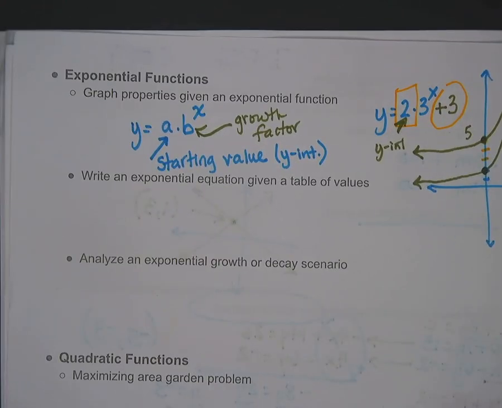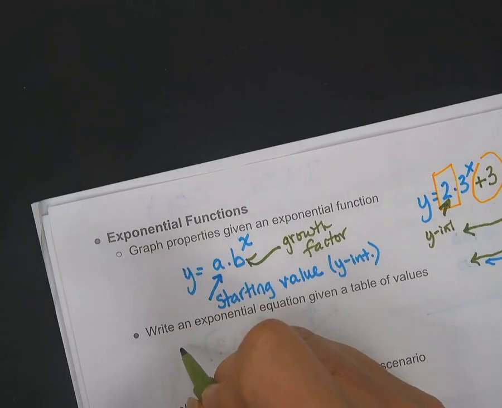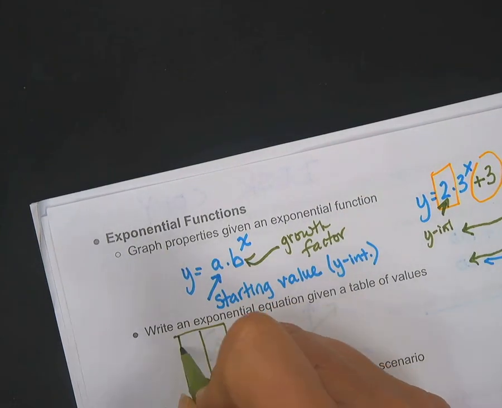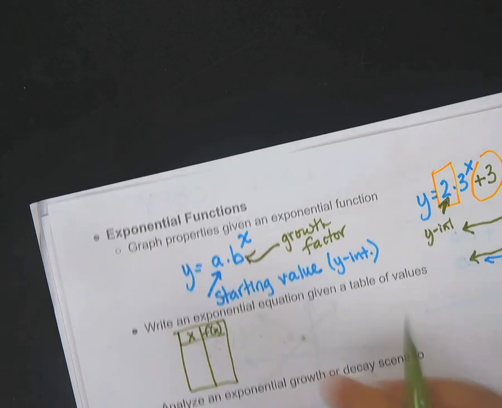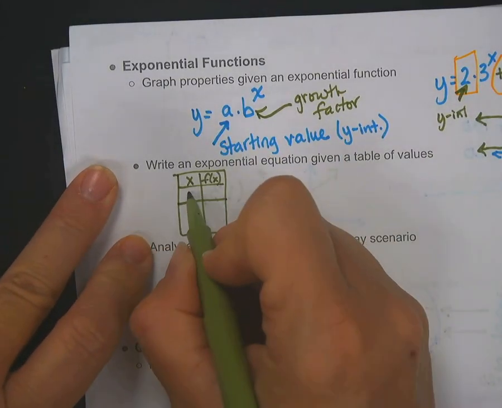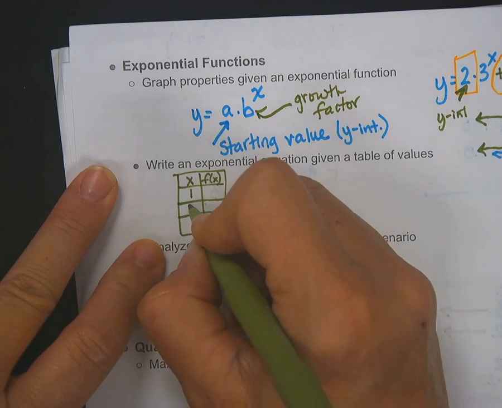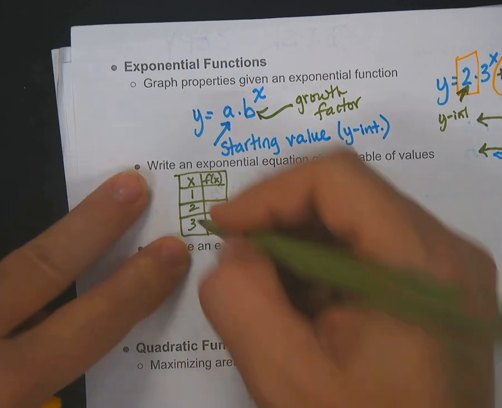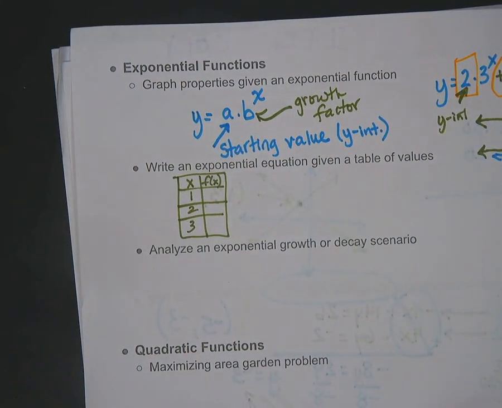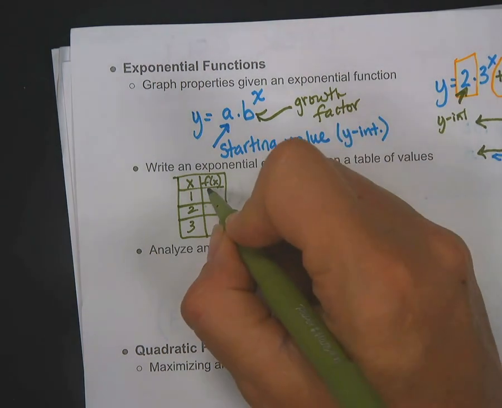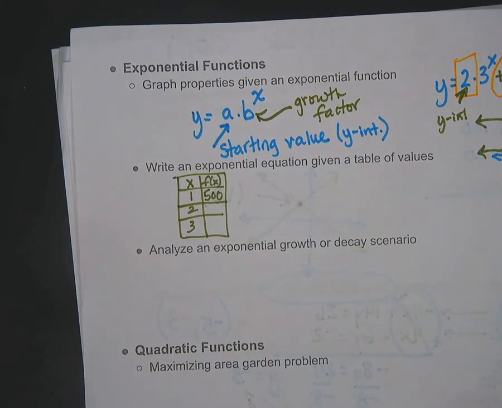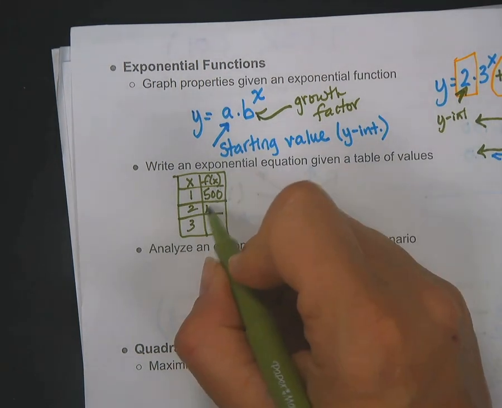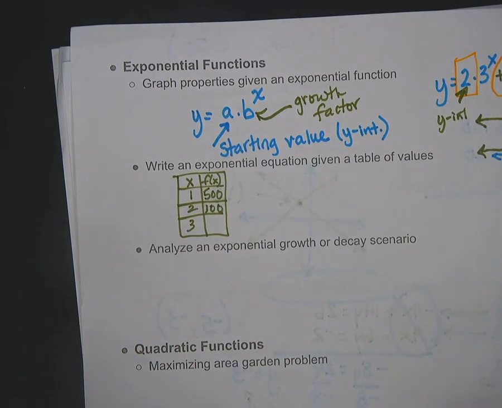All right, so write an exponential equation given a table of values. Okay, so that would look like this. Okay, so when we have a table of values, and I'm going to try to make it up real quick on my own. So let's say that it's 500, and then it's 100, and then it's 20.